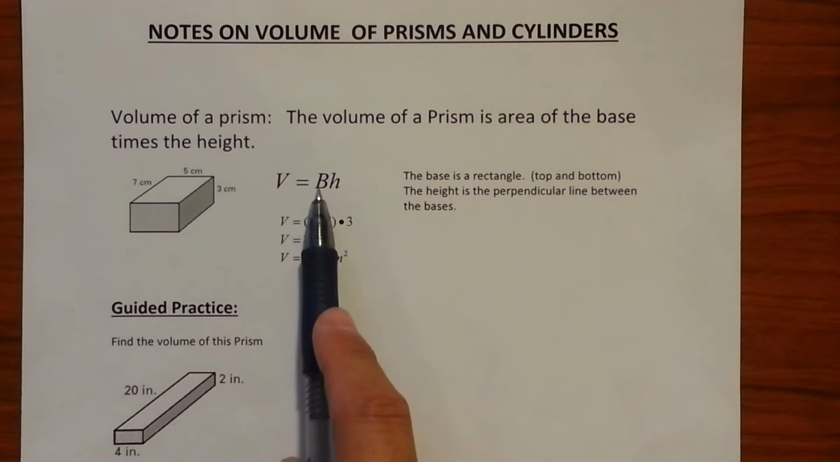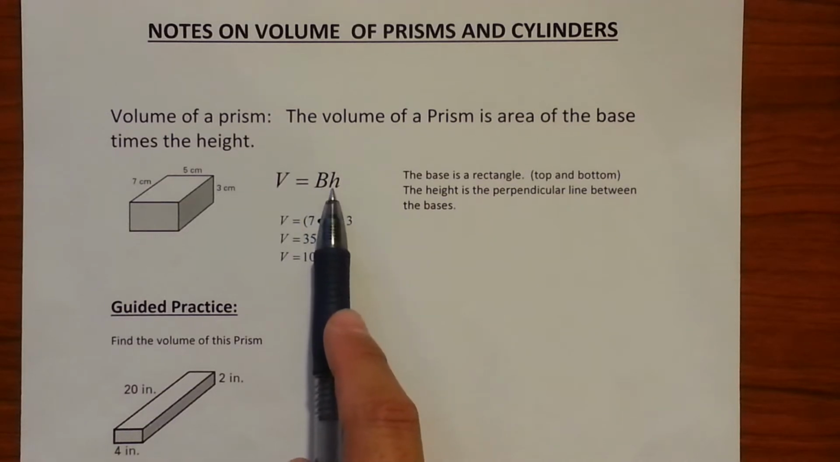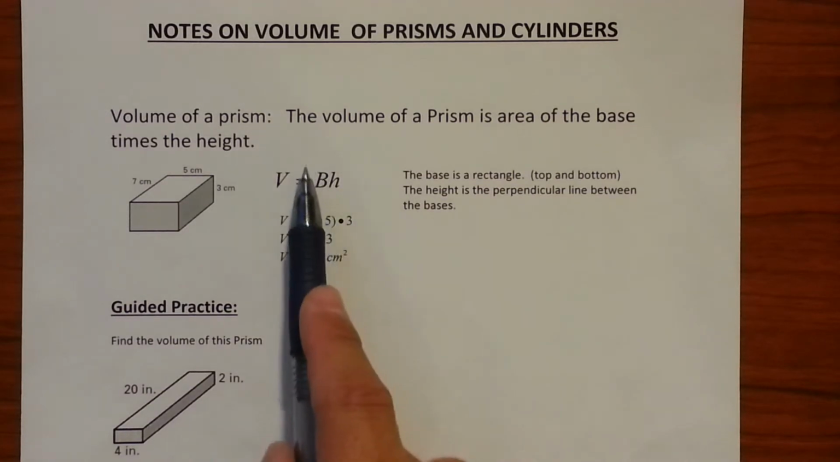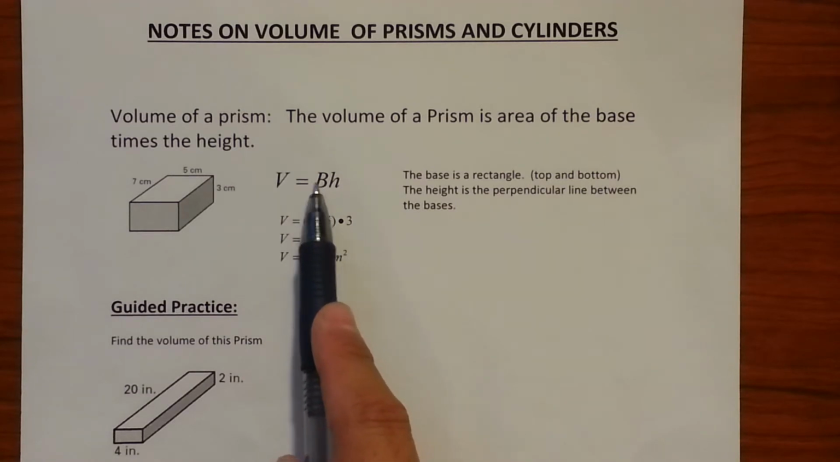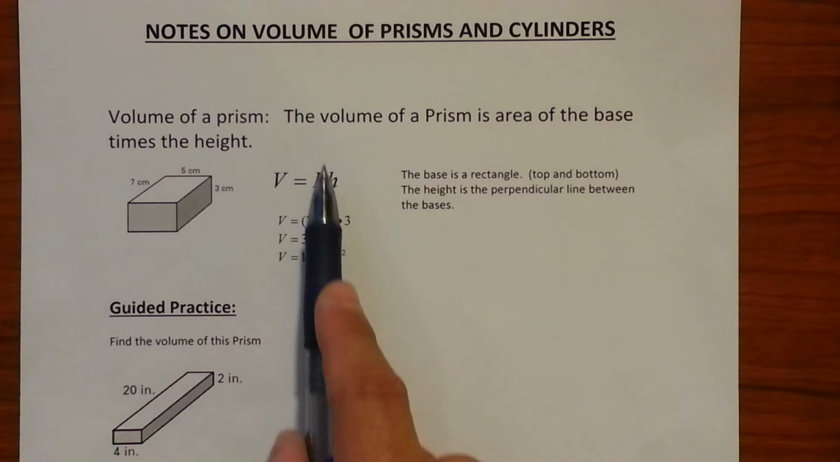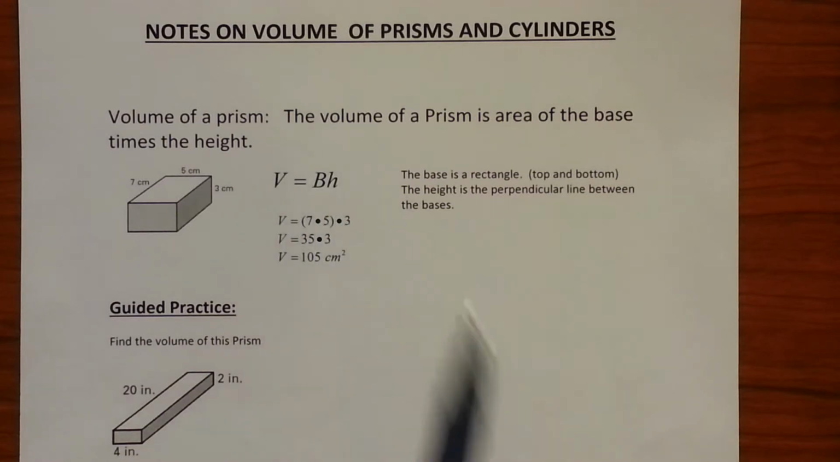If you notice, this is a capital B, which is different than what I had when I was trying to find just area. So big B stands for the area of the base, and height, which is going up and down from that right there.